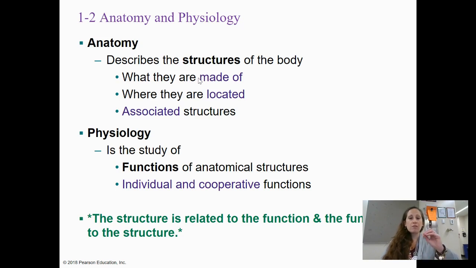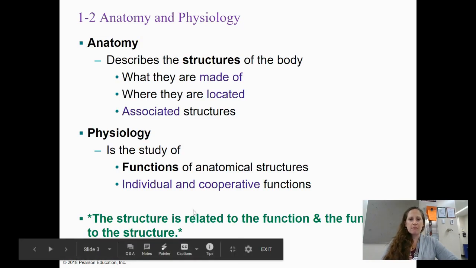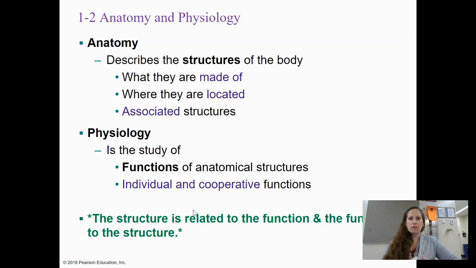And that's not only individually, so how does one muscle work, but how do a group of muscles work together? Or how do the skeletal system components, bones, interact with the muscular system components, muscles, and how they make the body work itself. So I have in green that I added on the slide. It's something I often say to my students. The structure is related to the function and the function to the structure, all right? Architecture has a similar phrase having to do with form and function and how they're interrelated.